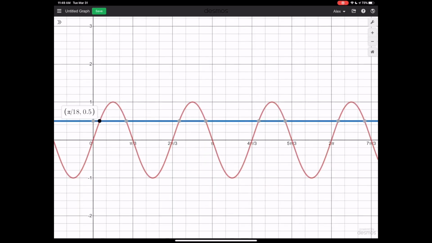So if you notice, the first 2 answers here are pi over 18 and 5 pi over 18. The next 2 solutions are 13 pi over 18 and 17 pi over 18. And then we could continue, essentially looking for a pattern. We can notice that in terms of all of the ones that occur on the left-hand side, I'm always adding 12 pi over 18. In terms of the angles on the right-hand side, notice I'm also adding 12 pi over 18.